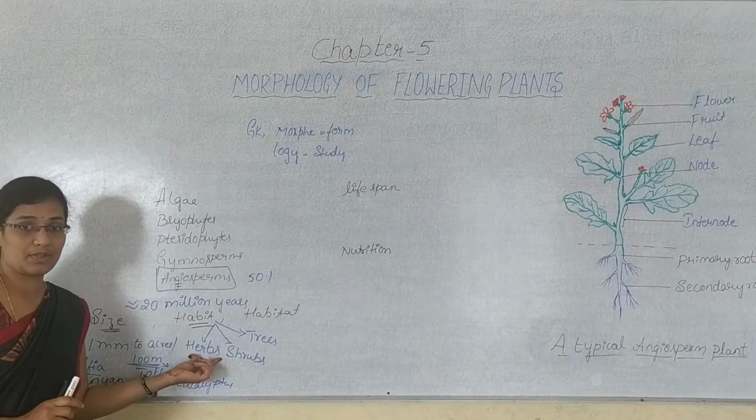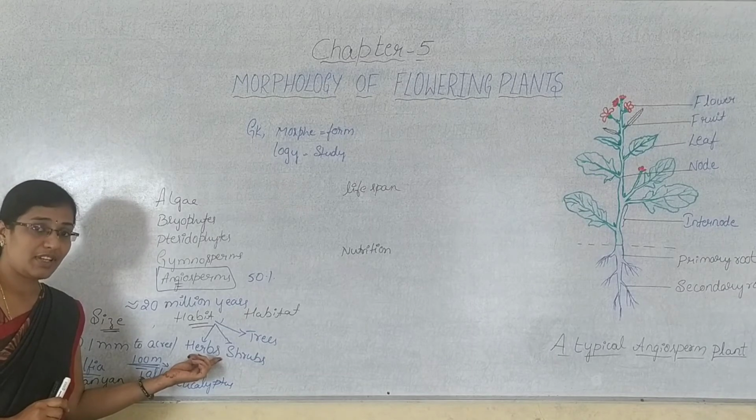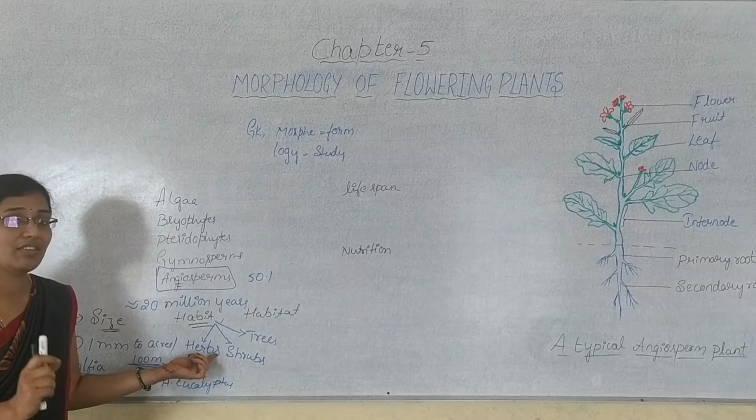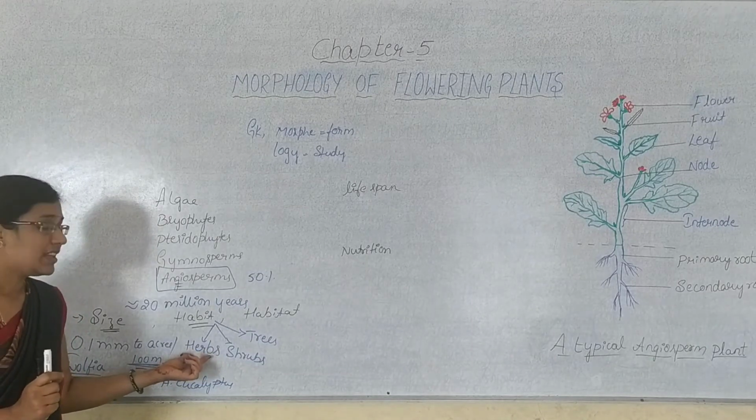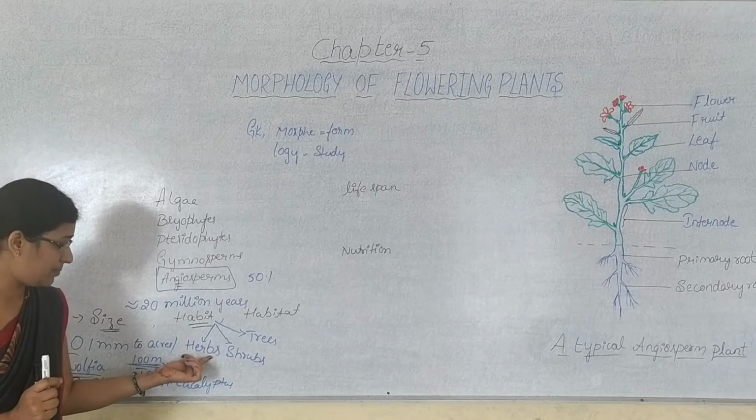called as herbs. Example for that, usually some of the monocots like wheat, paddy. So these are examples for herbs.